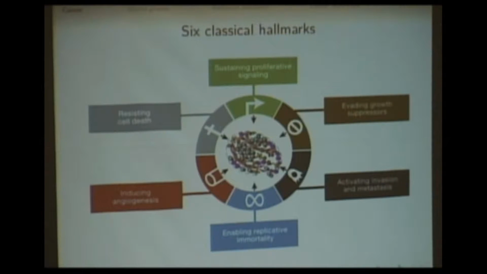Now, the gray one is resisting cell death. Through certain mutations, cancer cells, well, healthy cells, if they get into stress, they die. So if a healthy cell, for example, is radiated and it finds out it can no longer function, then it will die. But cancer cells might not die. They might still be able to survive in some form.